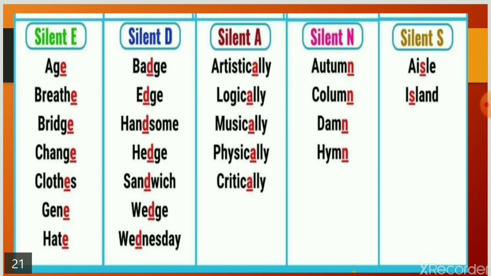These are very common mistakes made by students and common people. They say artistically, logically, musically, physically, and critically. No: artistically, logically, musically, physically, and critically. Now we can see the silent N letter: autumn, column, damn, and hymn. Now we can see the last silent letter S: isle, island. So this is my comprehensive and exhaustive explanation of silent letters and the rules of pronouncing them.